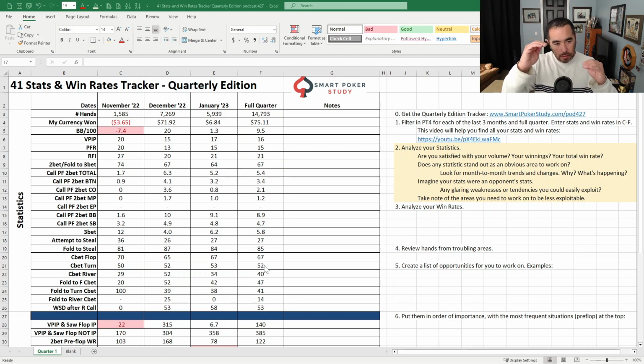Maybe I'd like that a little bit closer to where I'm c-betting the flop 67%, but on the turn, maybe 55, 57%, only a 10% decrease right there.